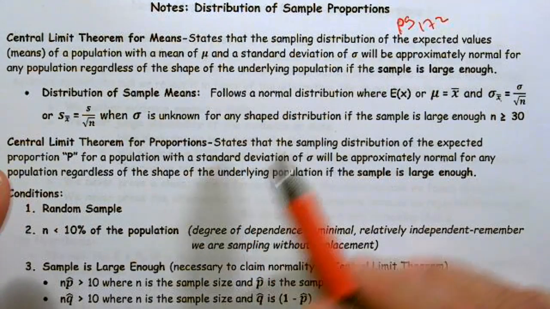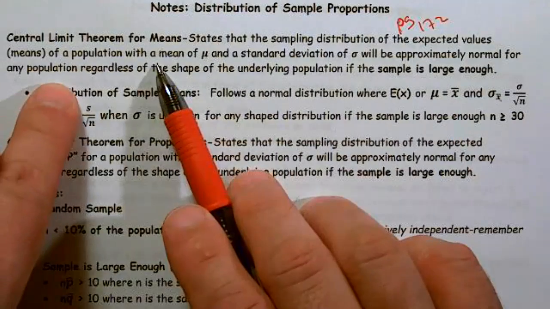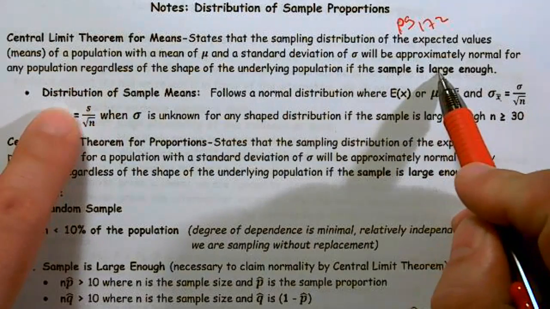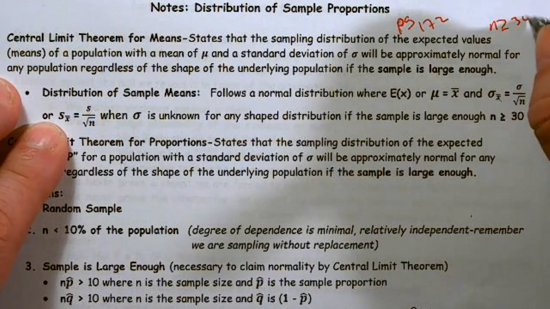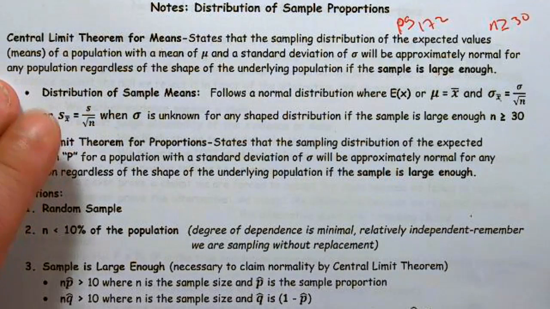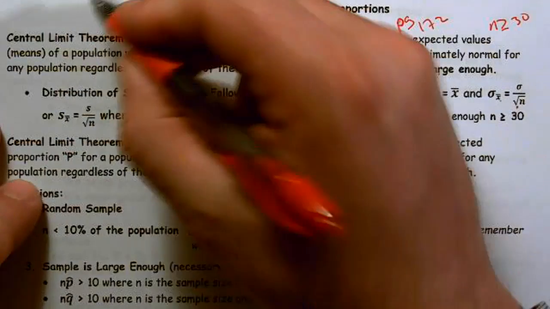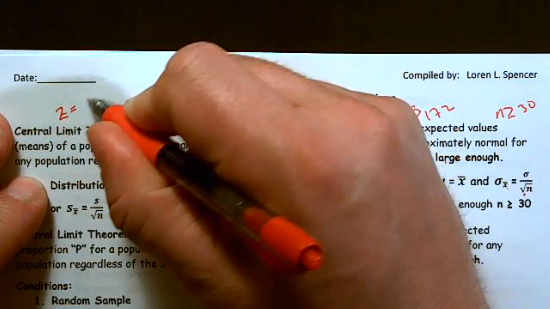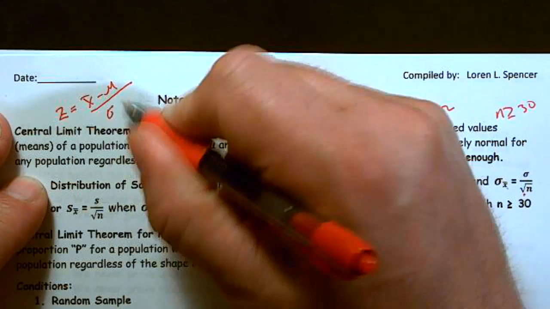Central limit theorem states that the sampling distribution of the expected value of means will become normal if the sample is large enough. And we always said if n was greater than or equal to 30, then the distribution of the x bars became normal. And this is what we had. Now, basically, all that's really referring to is the fact that we could use a formula that looked something like this: x bar minus mu over sigma divided by the square root of n.